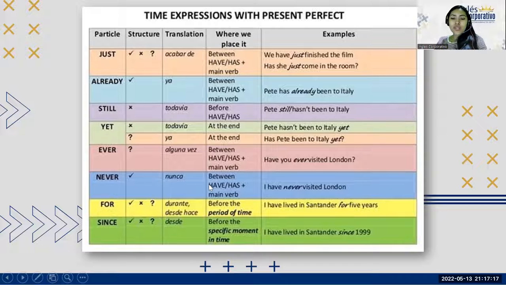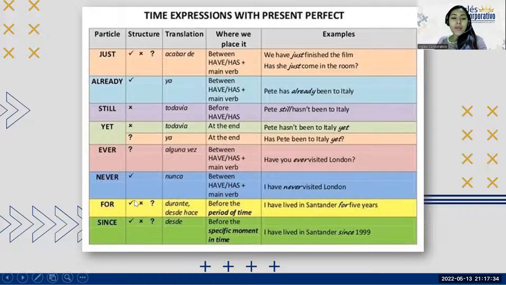Never, usted lo utiliza para afirmativas. Porque afirmativas, dicho, si es algo que está negando. Porque no voy a negar dos veces. Yo voy a decir, I have never visited London. ¿Ok? I have never. Yo nunca he visitado London.